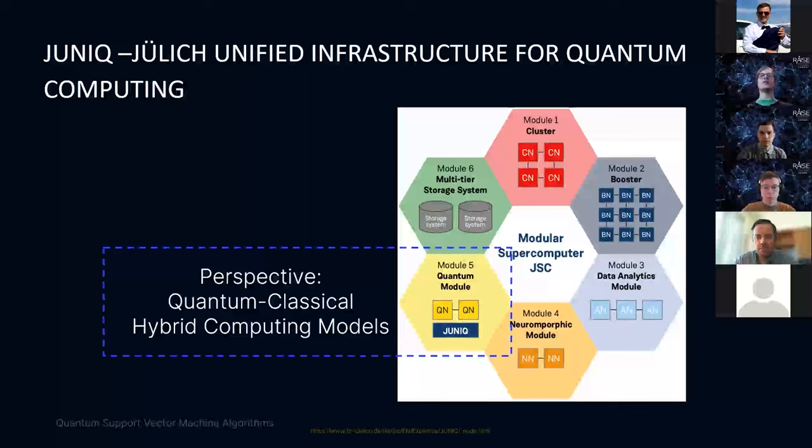So how is this done? This is a very good question. It's actually what we are doing in our research at the JSC: how to find the best of these two worlds and integrate them together.